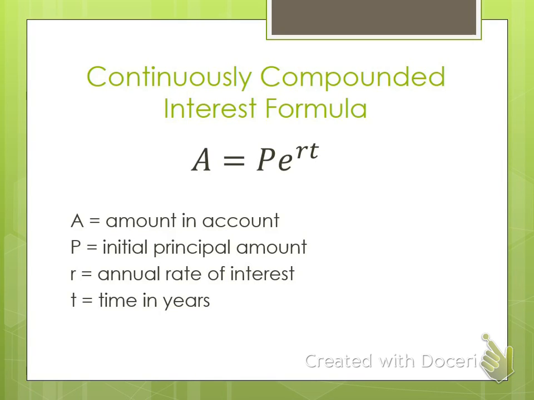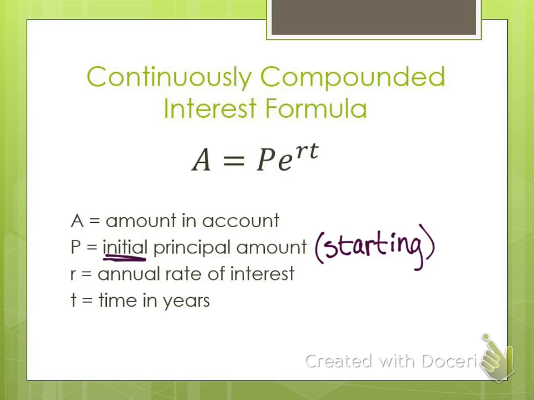All right, this is also referred to as the PERT formula because A equals P times E to the RT. A is the amount in the account. P is the initial principal amount. So P or principal, you might want to call that the starting amount or underline the word initial. They use the P because it's called the principal amount, but really, initial starting number.